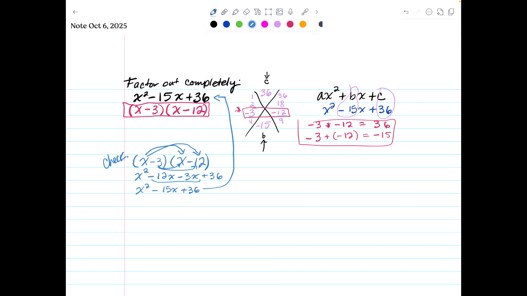So our factorization for this trinomial is x minus 3 times x minus 12. And we're done.